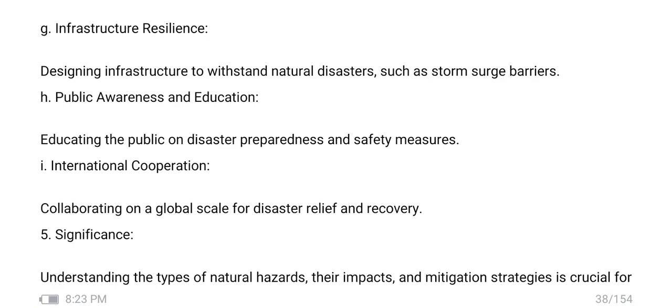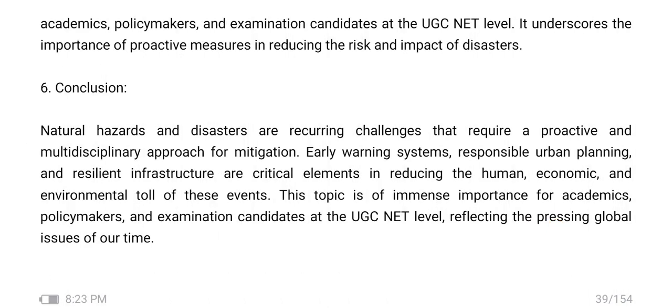So significance: understanding the types of natural hazards, their impacts, and mitigation strategies is crucial for academics, policymakers, and examination candidates.